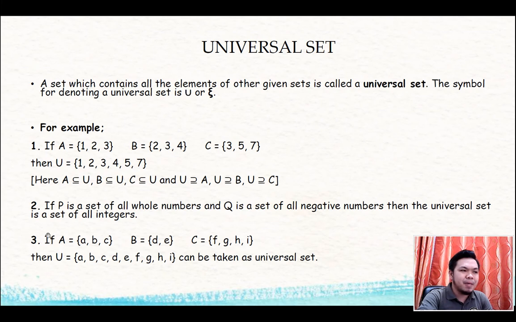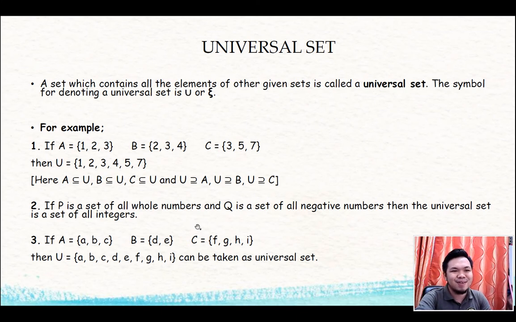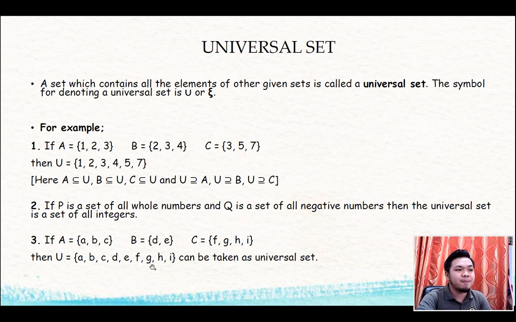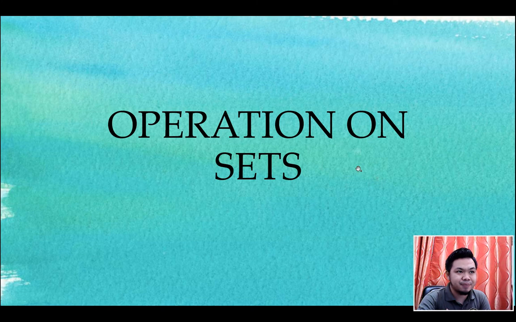Another, if P is a set of whole numbers, and Q is a set of all negative numbers, then the universal set of all of these is what we call integers. Indeed, right? Another, if A is equal to {A, B, C}, then B is equal to {D, E}, then C is {F, G, H, I}, then the universal set will be {A, B, C, D, E, F, G, H, I}. You just take all of them because their elements are different. So that is the universal set.